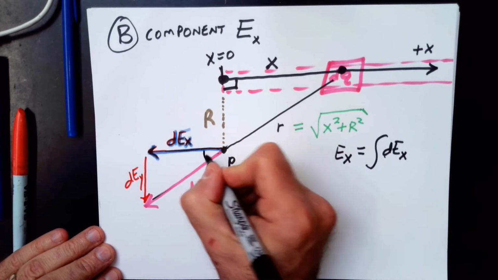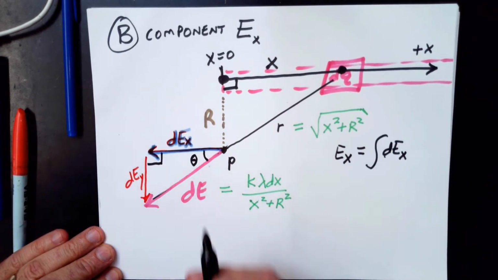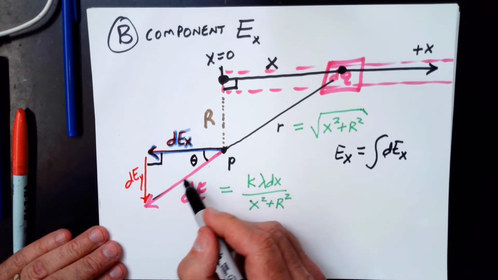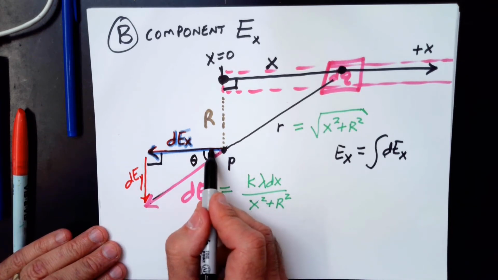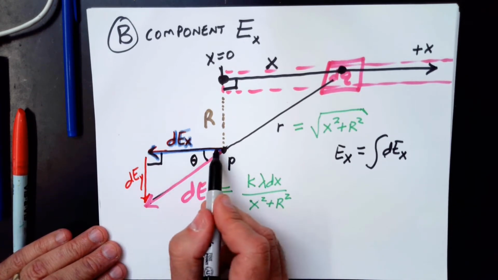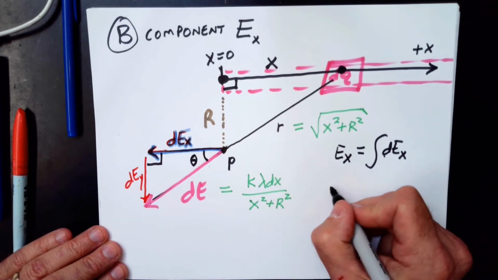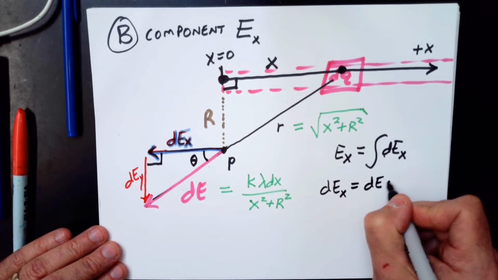So let's go through the steps here. Let's call this angle theta. And of course, this makes a right triangle. So look what we've got here. We've got a right triangle, and this is the hypotenuse. The big dE is the hypotenuse, and we want which side? The opposite or adjacent side, if we're doing the blue. We want the adjacent side. Okay? So we could use dEx equals dE cosine theta.